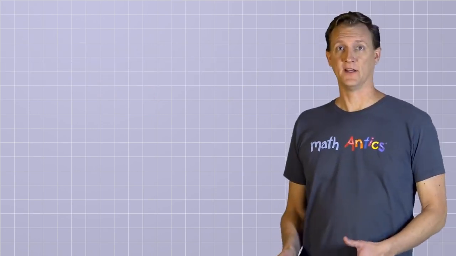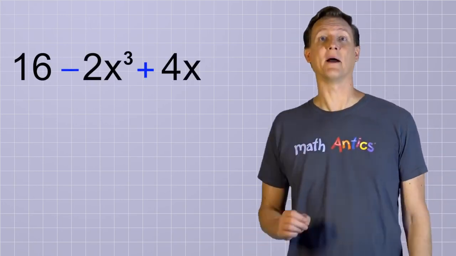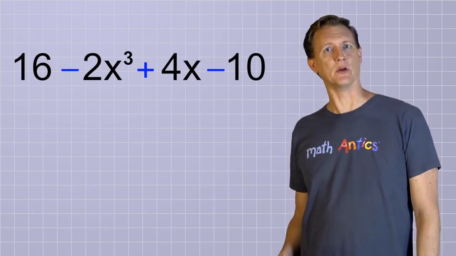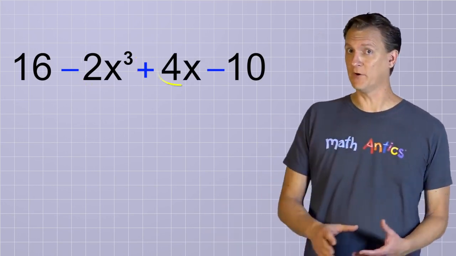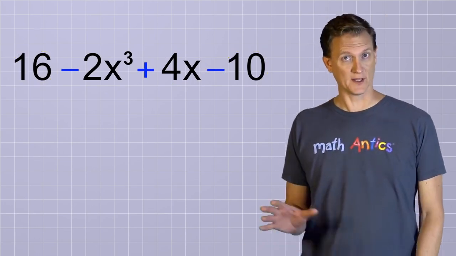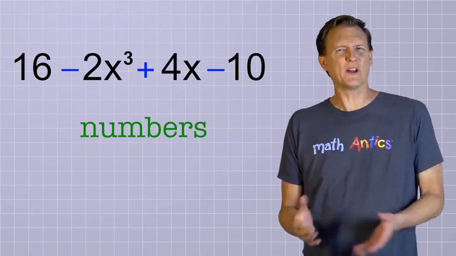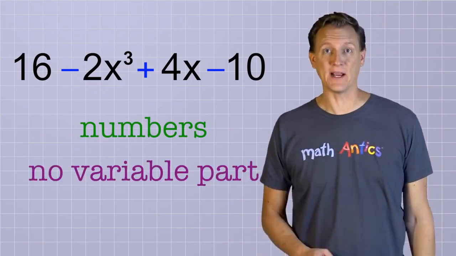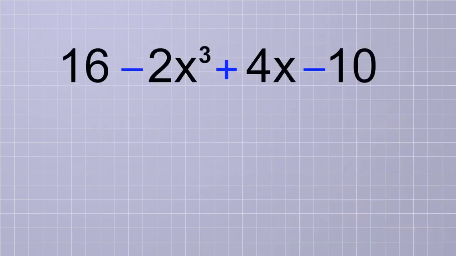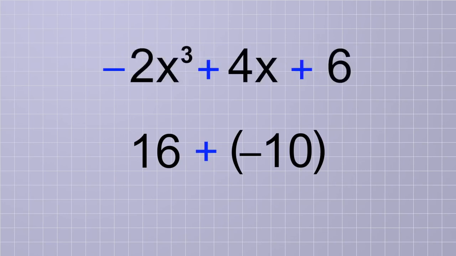Let's try this one. 16 minus 2x cubed plus 4x minus 10. In this polynomial, we have a third-degree term, a first-degree term, and 2 constant terms. Are those constant terms like terms? Absolutely. They're both just numbers and don't really have a variable part, so we can combine them easily. This term is positive 16, and this term is negative 10. So if you add them together, you end up with positive 6.